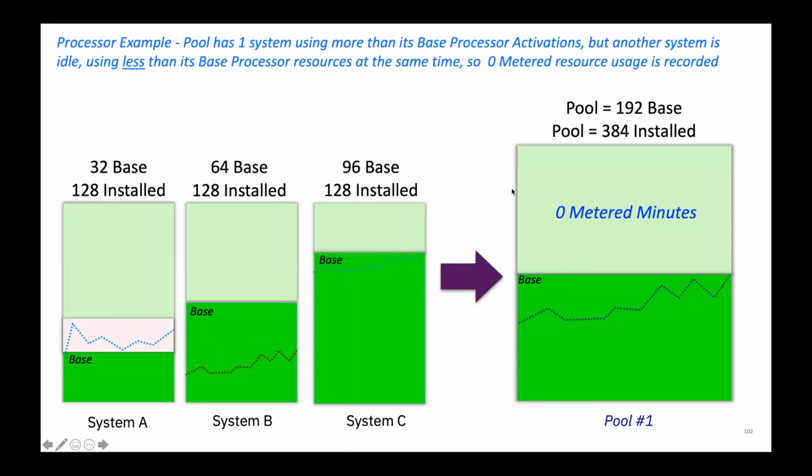In this example, 3 different systems, a total of 384 cores installed, whereas we have a total of 192 base activations enabled. If my total consumption is below my base 192, there are no additional charges accumulating. If my aggregated utilization goes above the base, we create meter charges per the client.